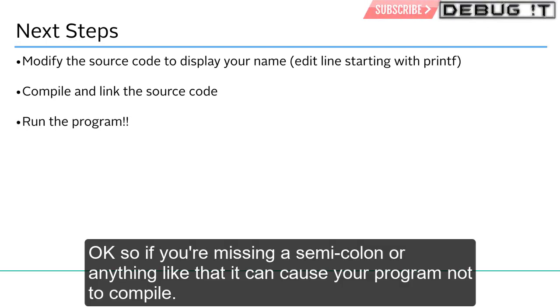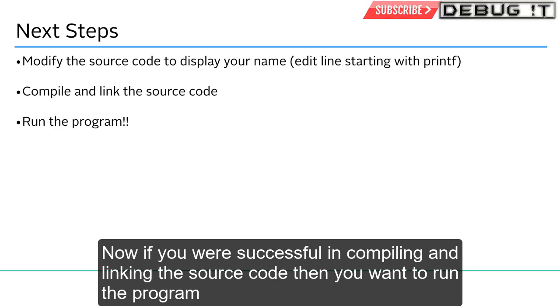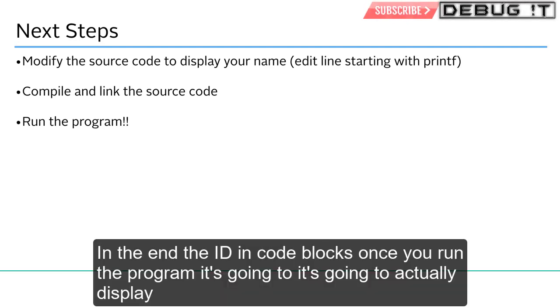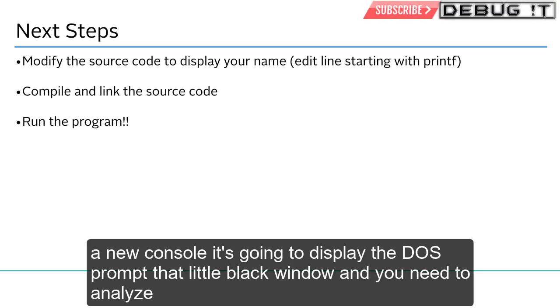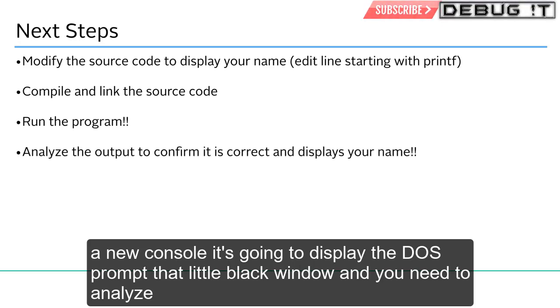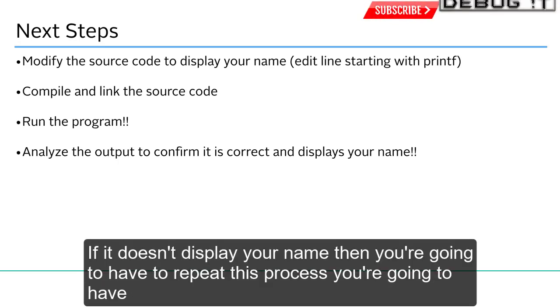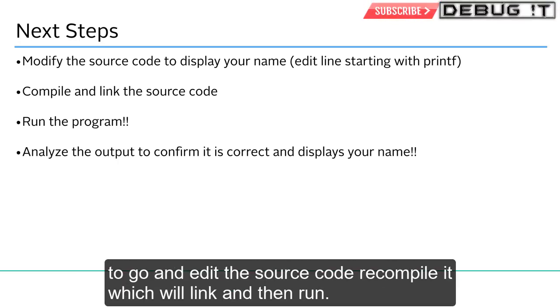Okay, so if you're missing a semicolon or anything like that, it can cause your program not to compile. Now, if you were successful in compiling and linking the source code, then you want to run the program. You want to execute it. And again, this is just another menu option in the IDE in Code::Blocks. Once you run the program, it's going to actually display a new console. It's going to display the DOS prompt, that little black window. And you need to analyze the output to confirm that it's correct. If it doesn't display your name, then you're going to have to repeat this process. You're going to have to go and edit the source code, recompile, which will link, and then run.